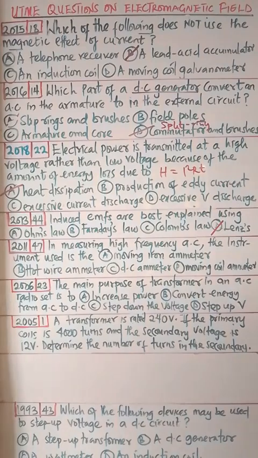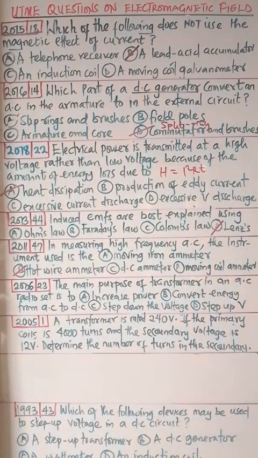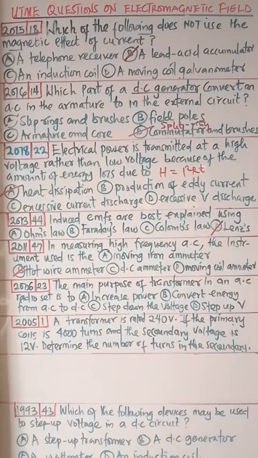Next, in measuring high frequency AC, the instrument used is the hot wire ammeter, due to the fact that it works based on the principle of the heating effect of current. So even if the current is alternating and has high frequency, it will not affect the fact that it will generate heat. So the answer is hot wire ammeter.